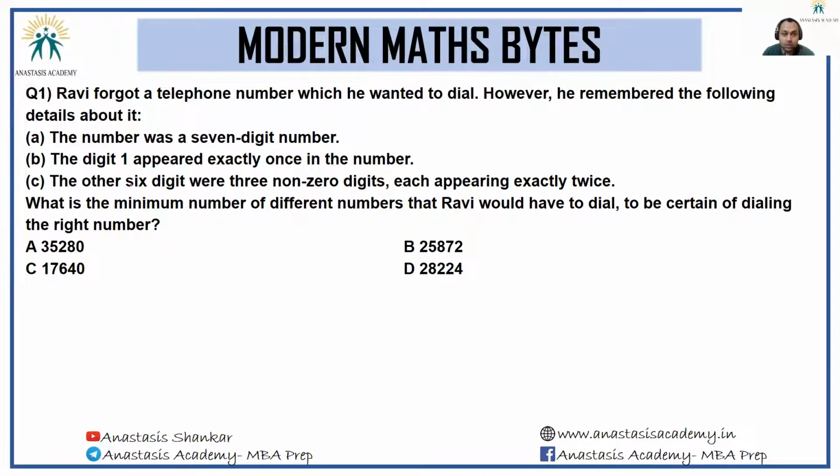Let's look at this episode of Modern Maths. Ravi forgot a telephone number which he wanted to dial. However, he remembered the following details about it. The number was a 7-digit number. The digit 1 appeared exactly once in the number.